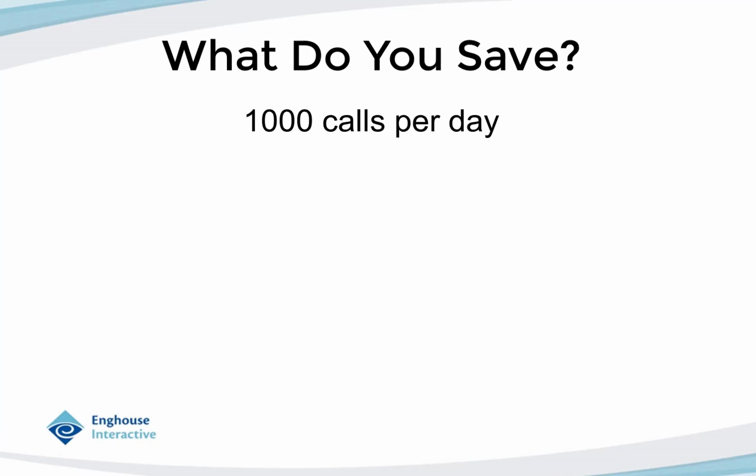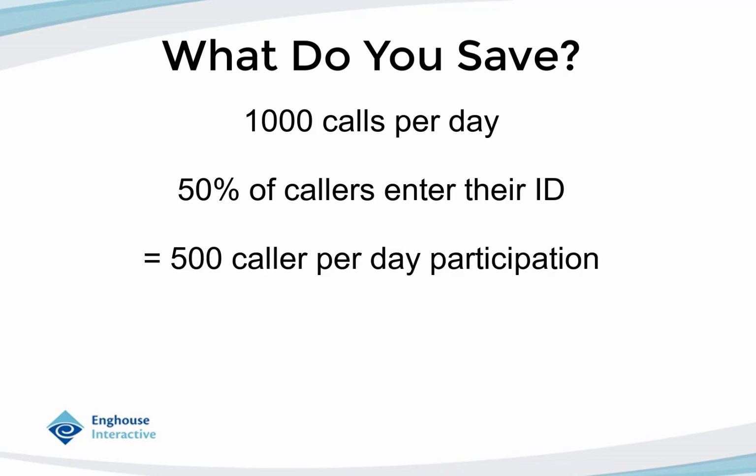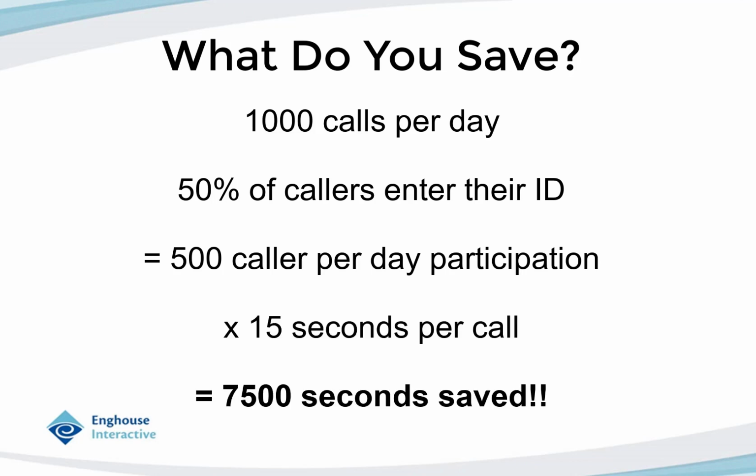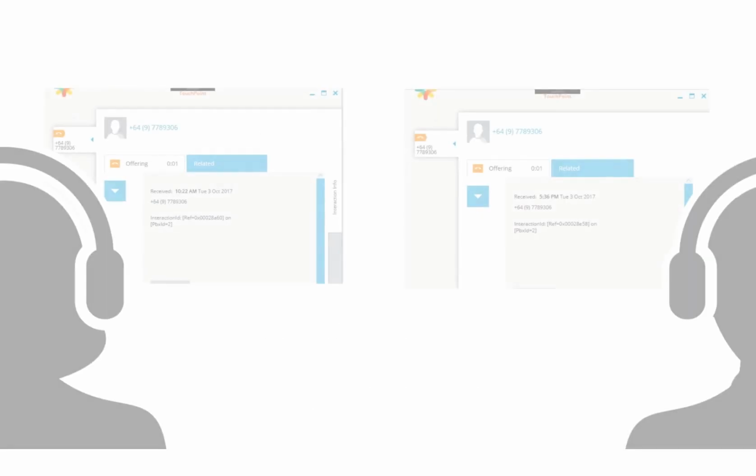Well, if you take 1,000 calls per day, and let's say only 50% of them enter their ID, that means you'll be shaving 15 seconds off of 500 calls a day. That's 7,500 seconds saved. That 7,500 seconds means 2 hours per day, 10 hours per week, 45 hours per month, and that's 537 hours per year. What could you do with an extra 500 hours of agent time per year?